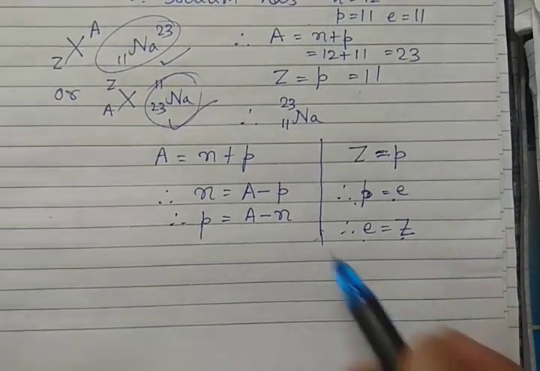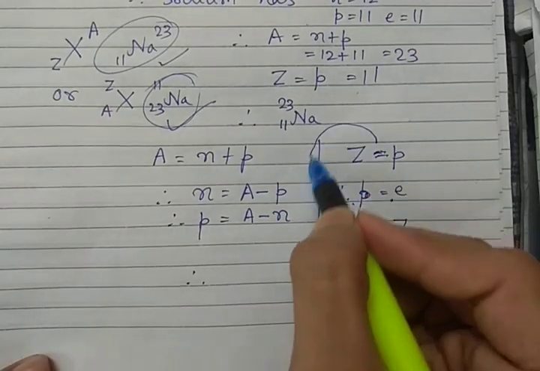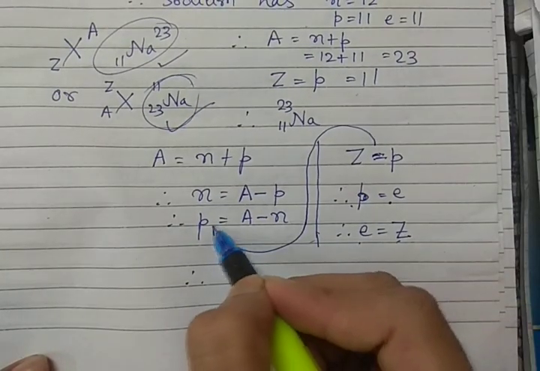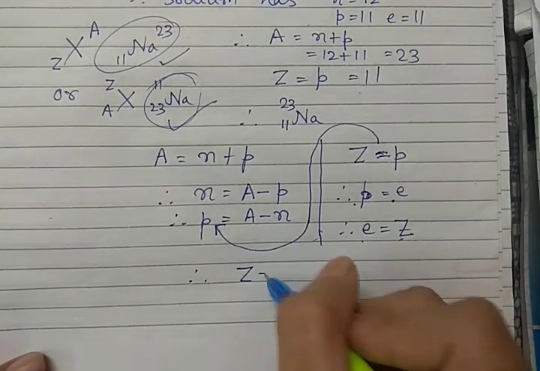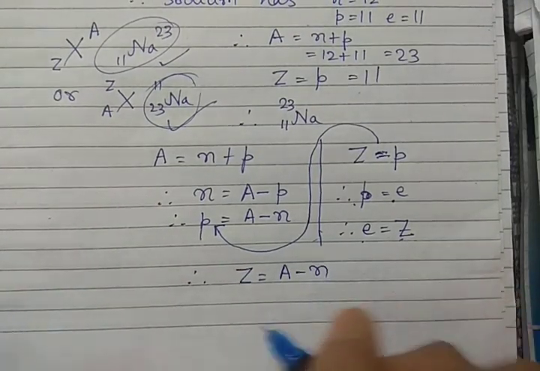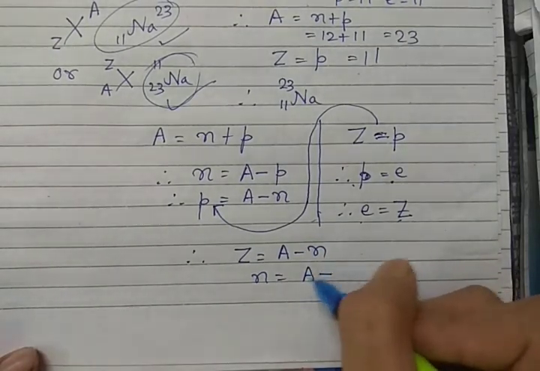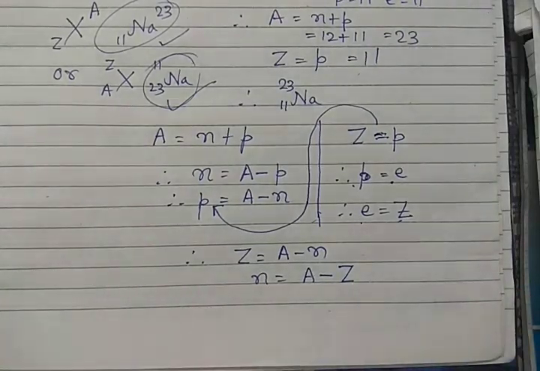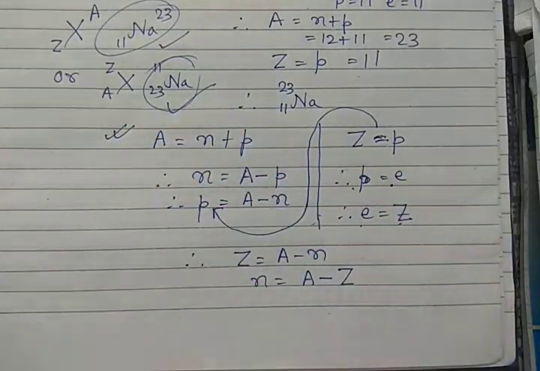Okay, and if we substitute Z in place of P, we can also find atomic number. Therefore Z equals to A minus N, and number of neutrons equals to mass number minus atomic number. Okay, so these are the formulas that we can apply.